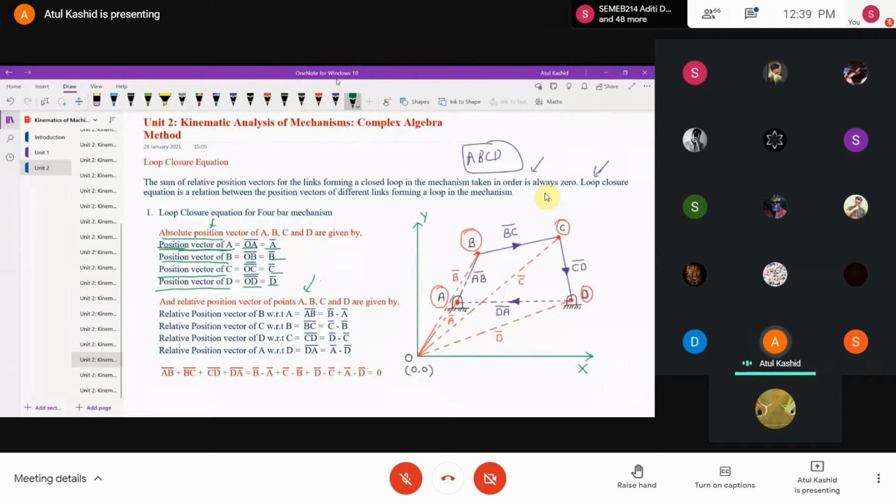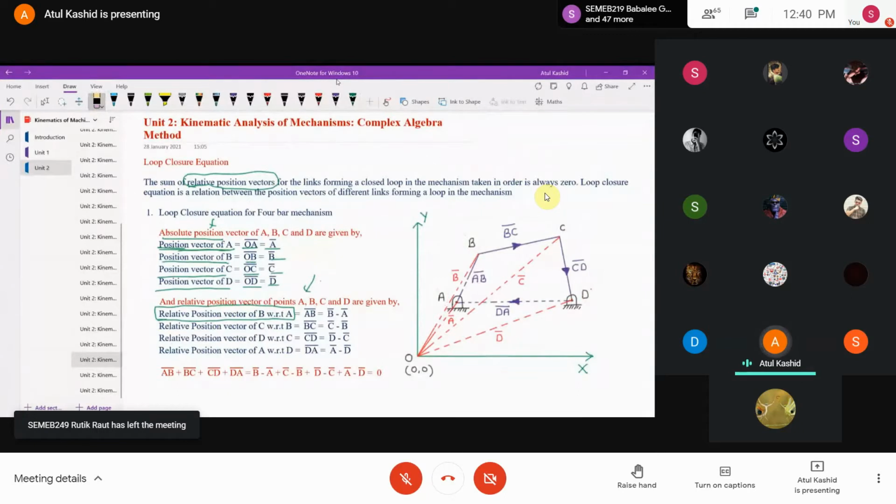Next, we'll define the relative position vectors, because in the loop closure statement, it is written that we need to take the addition of the relative position vectors. So for that, we need to define the relative position vectors. Now here I want to define the relative position vector of B with respect to A, right? So it is very simple.